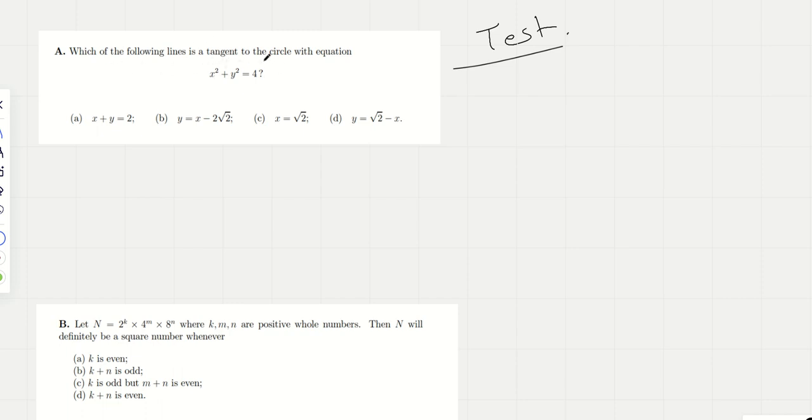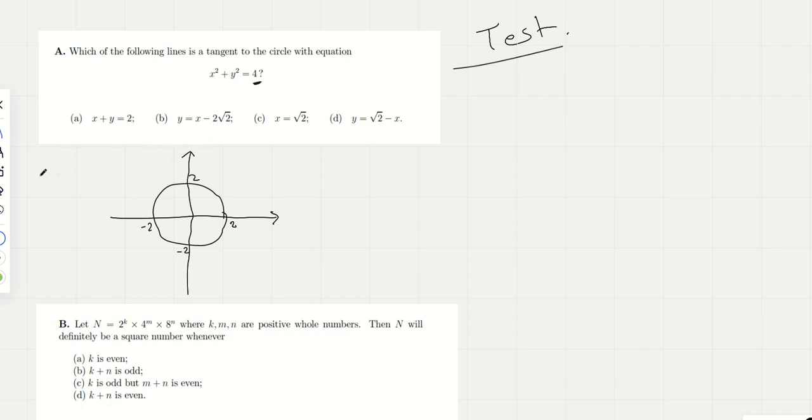Which of the following lines is a tangent to a circle with equation x squared plus y squared is 4? Now, if they'd asked you to find the equation of a tangent to a circle, I guess you'd be a bit happier because at least you know which point you're dealing with. And we don't have that luxury here. So all we really know is that it's a circle, radius 2, centre the origin, and so it's going to go through (2, 2), (-2, -2). You certainly want to be aware of those facts if you're taking the MAT.